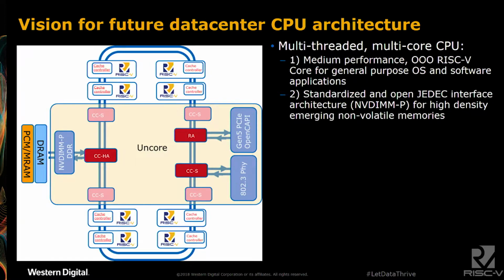So we want to see enablement for standardized and open JEDEC interfaces. An example of that would be the NVDIMM-P DDR interface for the emerging non-volatile memory standardized in JEDEC. This is a good example which levels the playing field, removes the control points, and allows future customers to gain access to a number of different very powerful, low latency, high density memory technologies.